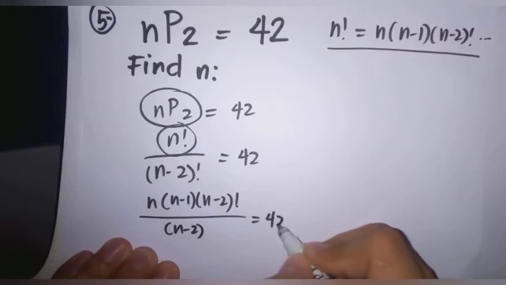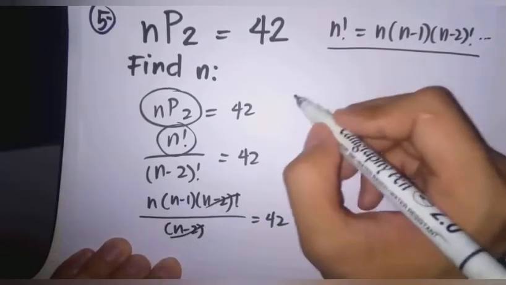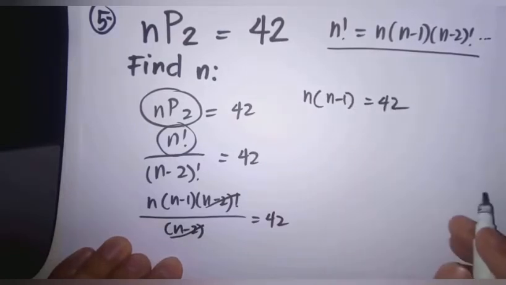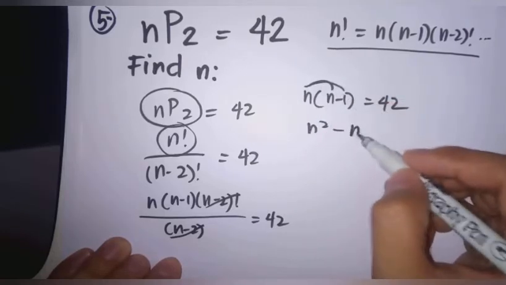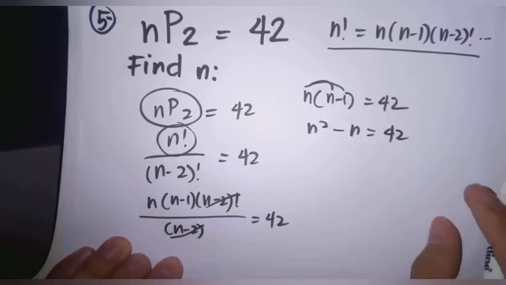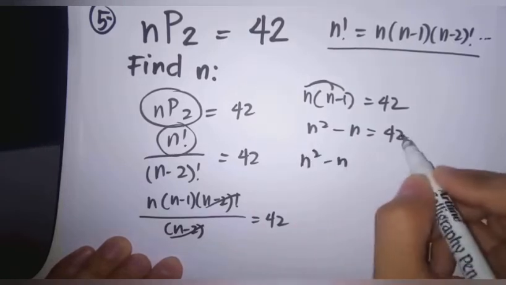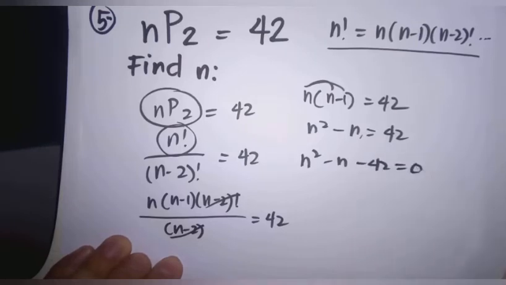So, that is 42. So, ngayon, kakancel natin to. Okay? So, ang matitira ngayon dyan is n, then n minus 1, and then equal 42. Siyempre, expand mo to. N squared minus n, then equals 42. Siyempre, hindi pa tapos yan. Ang gagawin natin, magpa-factor tayo.